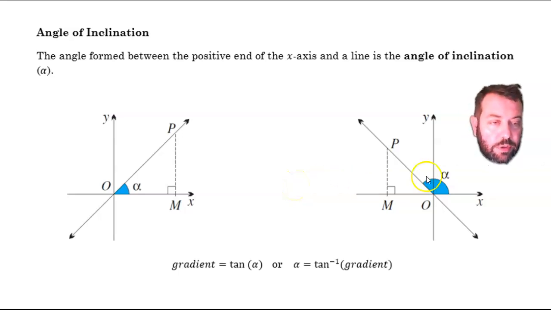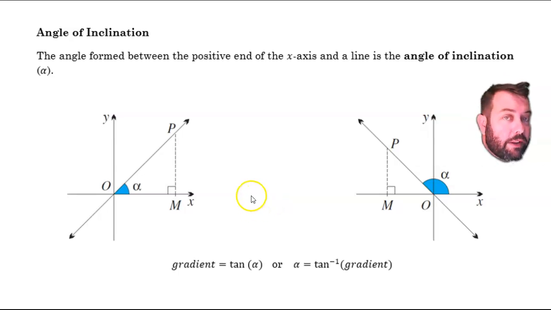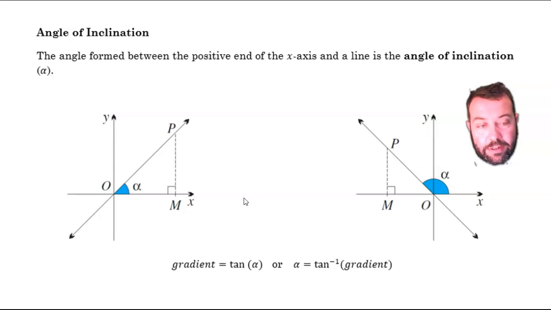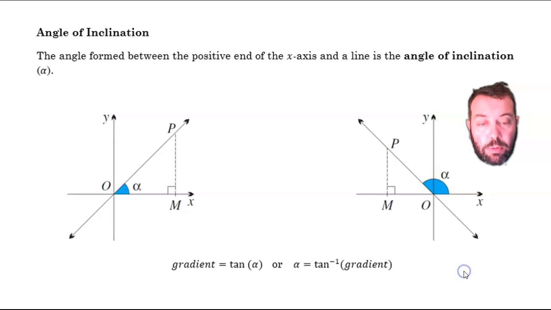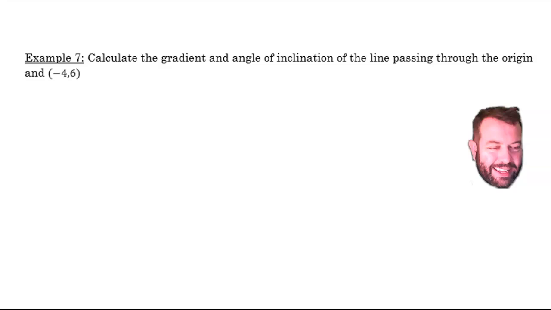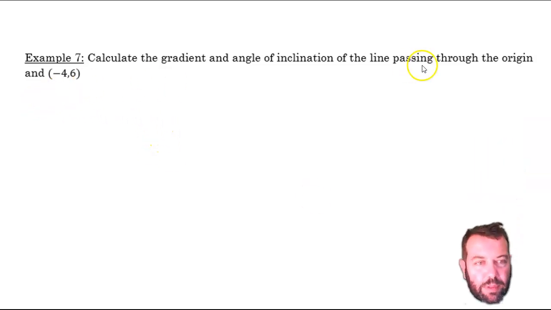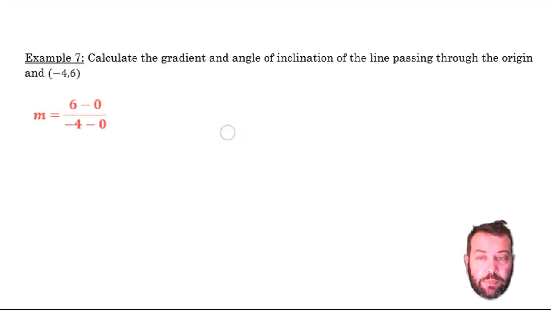The angle of inclination, which we call alpha: if I took the tan of that angle, I would have the gradient of the line. Conversely, if I take the inverse tan of the gradient, I can find the angle of inclination. And that's probably what we're going to be asked to do, because we're already pretty good now at calculating gradient. So between the origin and this point, we'll find the gradient first, and then we'll find the angle of inclination using inverse tan.